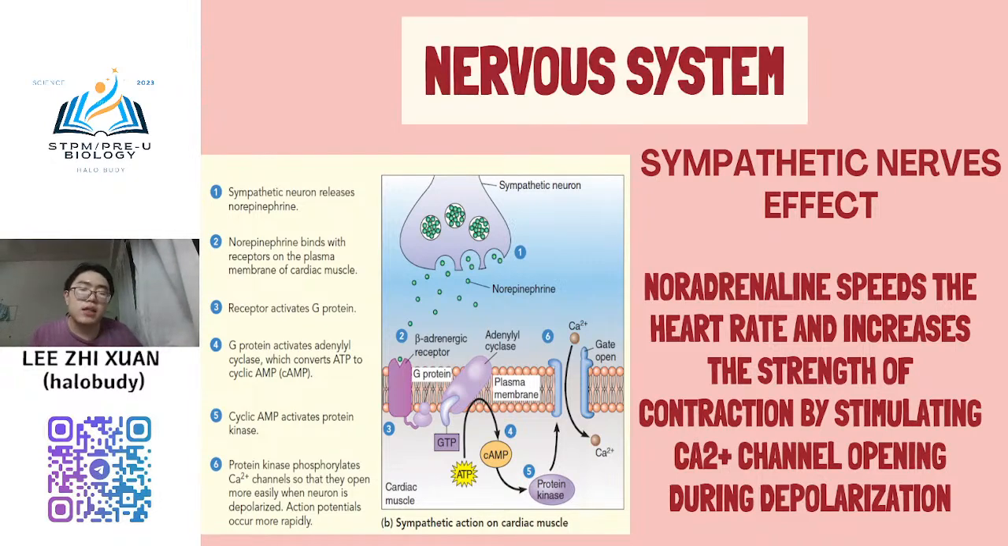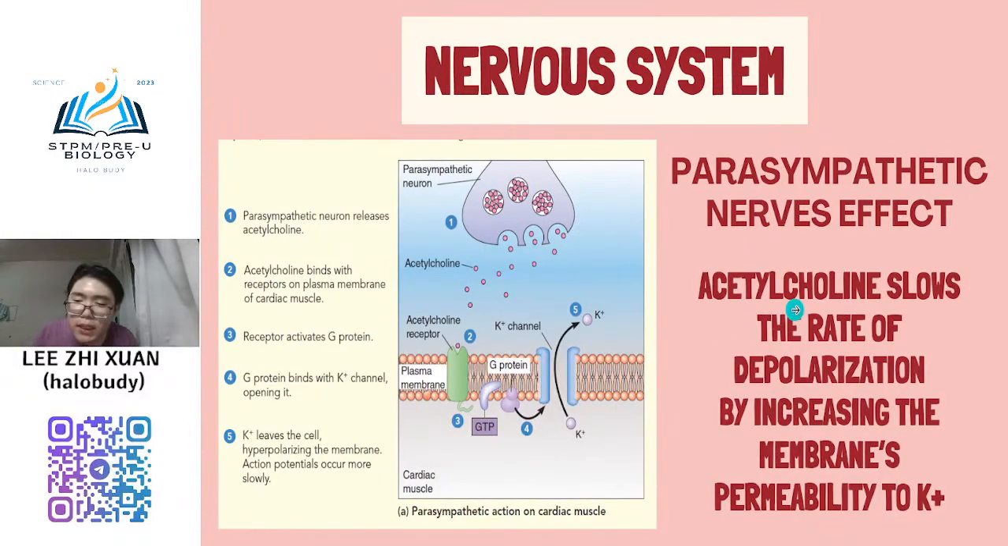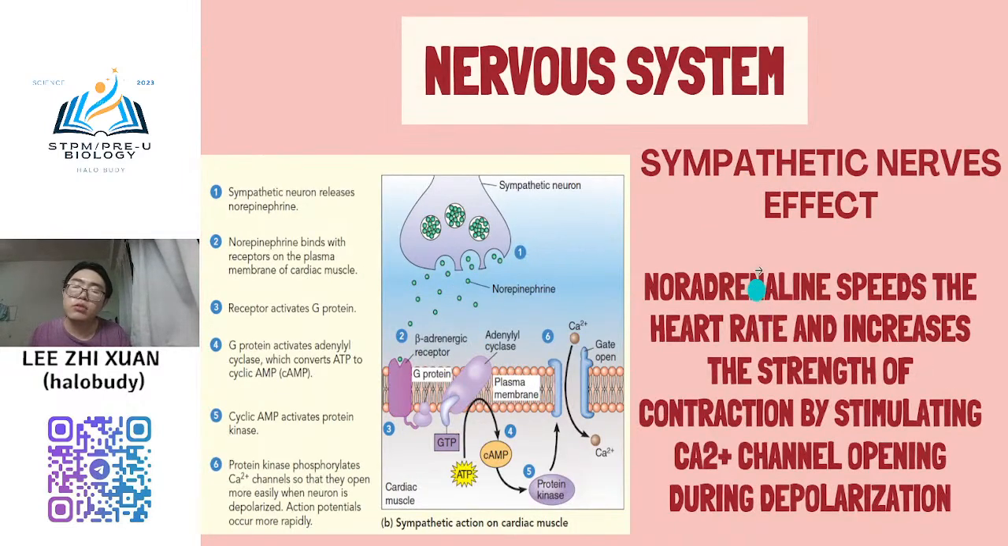Okay, but this one is you need to know lah. So the key important is the neurotransmitter you need to know is noradrenaline and also acetylcholine. Acetylcholine is to decrease the heartbeat rate. Noradrenaline is to increase our heartbeat rate. And then acetylcholine is corresponding to parasympathetic, and then noradrenaline is corresponding to sympathetic.